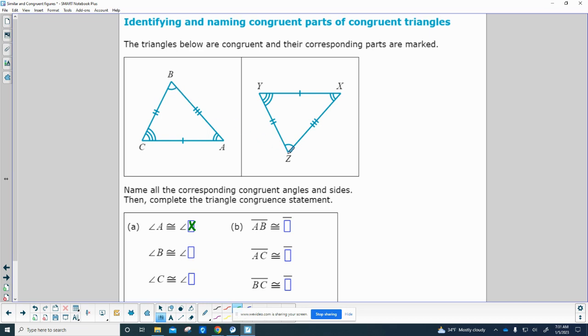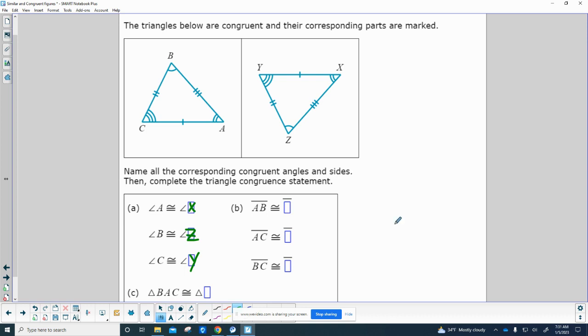Angle B corresponds to angle Z, and angle C corresponds to angle Y. So we just go through and mark down the labels of those things that are corresponding and congruent.